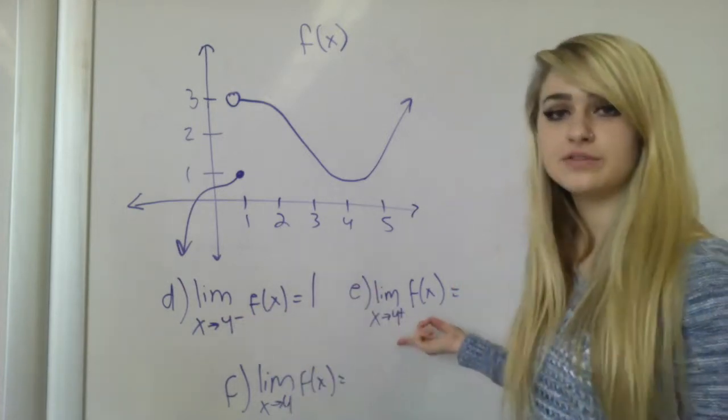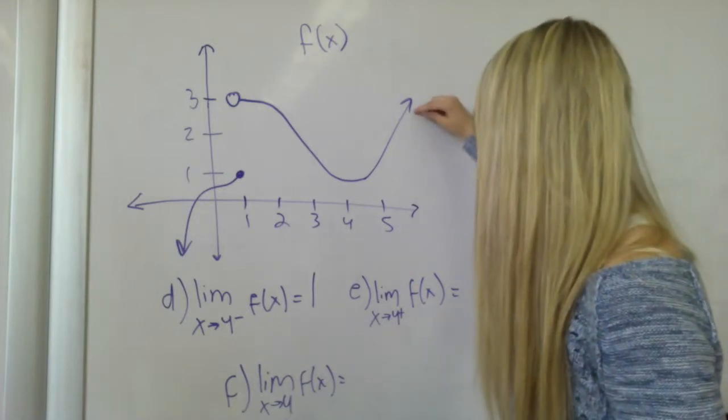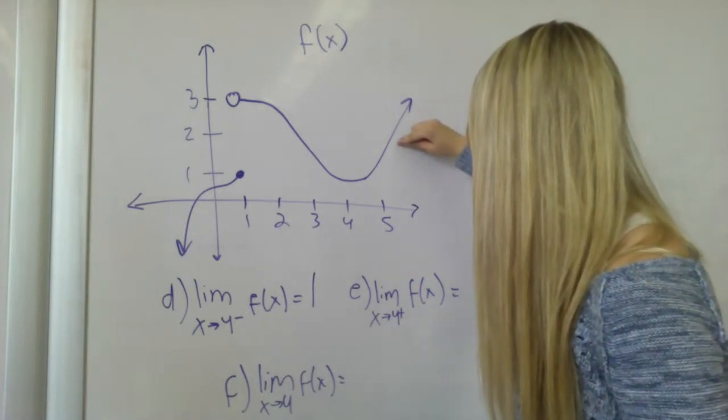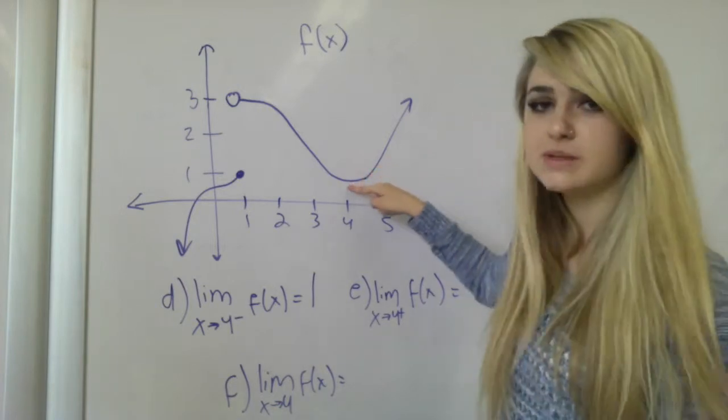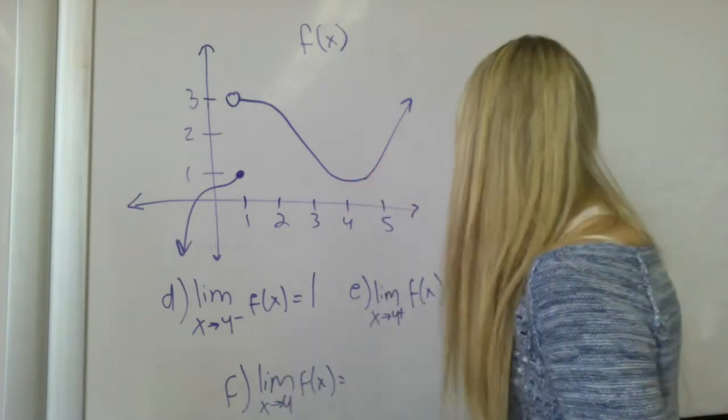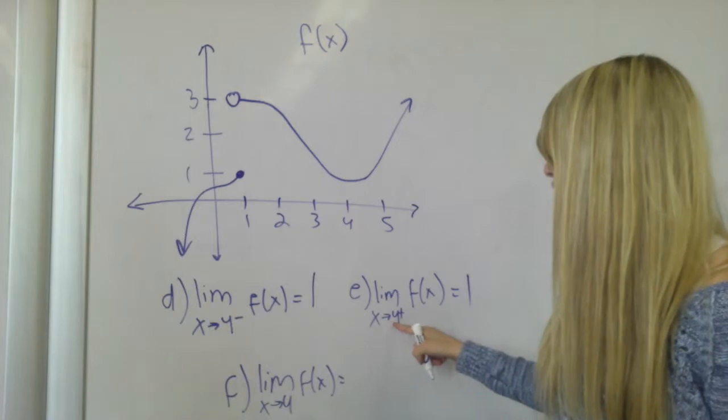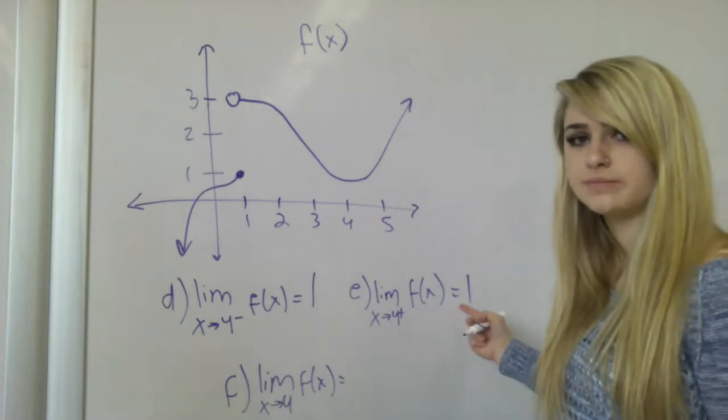Now we're going to find it from the right. So we'll start from the right side and follow it all the way to 4. And the line seems to be approaching 1 again. So the limit as x goes to 4 from the right of f of x is 1.